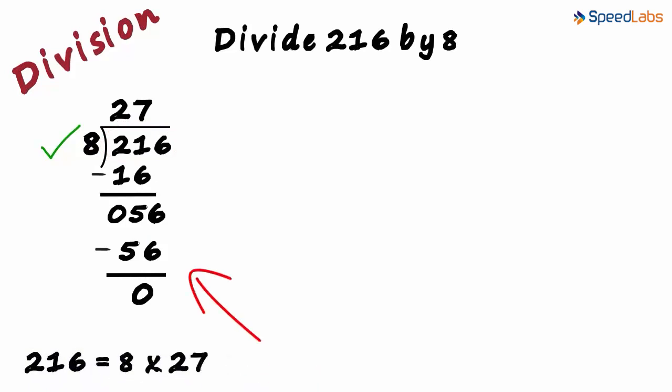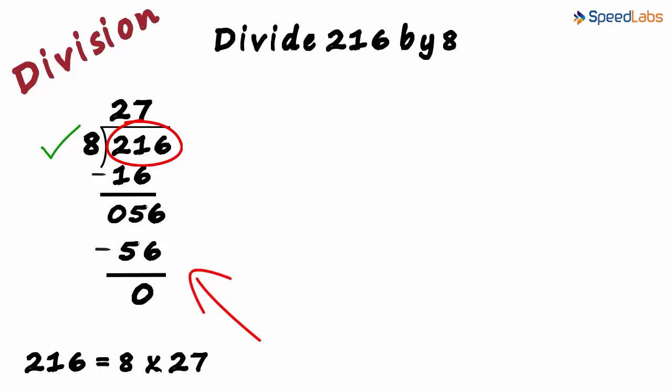What else can we say after looking at this process? Is 27 a factor of 216? Yes, as we can write 216 as 8 multiplied by 27, 27 is also a factor of 216. Remember, 8 and 27 are two of the many factors of 216. This division just helps us to know if 8 is a factor of 216 or not.